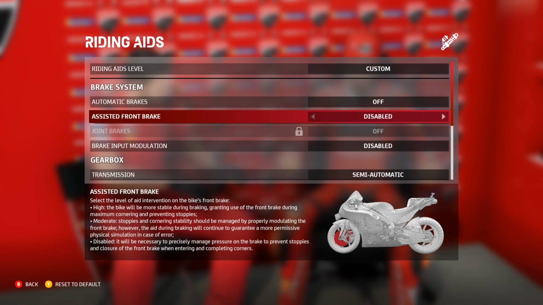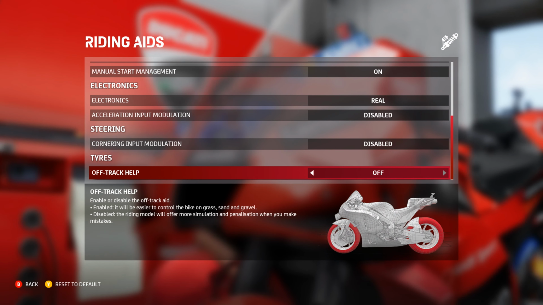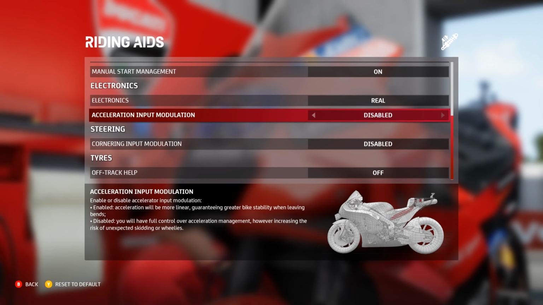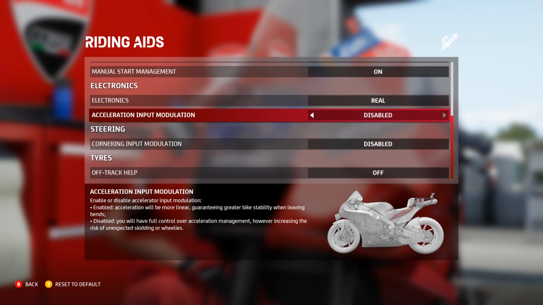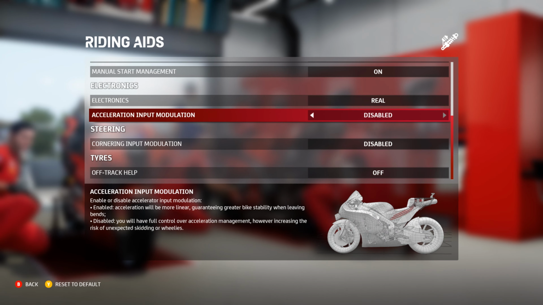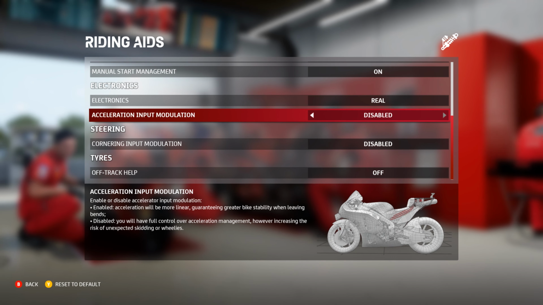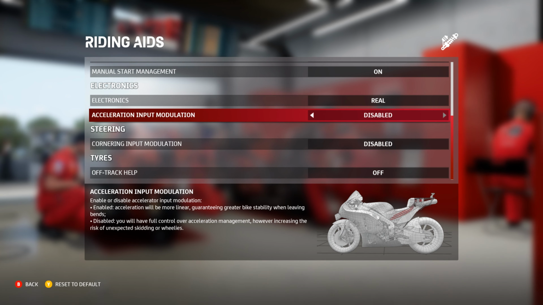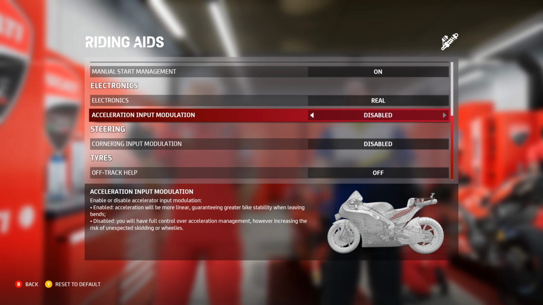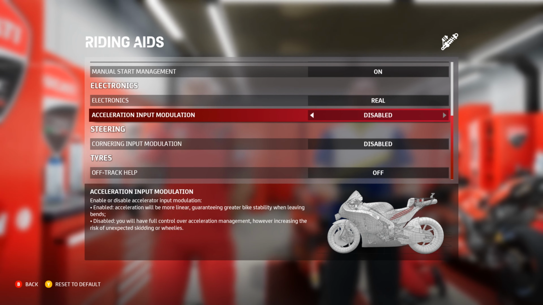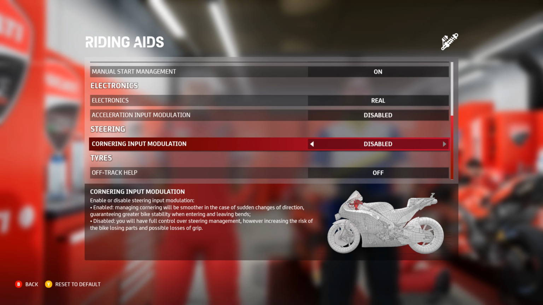We are taking a look at the riding aids screen. On screen right now you will see all of my riding aids. You will see acceleration input modulation and cornering input modulation. Now the benefit to acceleration input modulation is all about the acceleration itself. Coming out of a corner with it disabled, you might only be able to do 50% acceleration without the rear tyre skidding and sliding. With acceleration input modulation enabled, you could effectively go 75%, 85% or even 100% coming out of the corner without the rear tyre skidding.